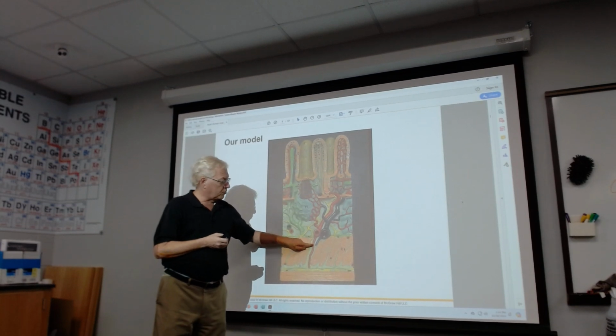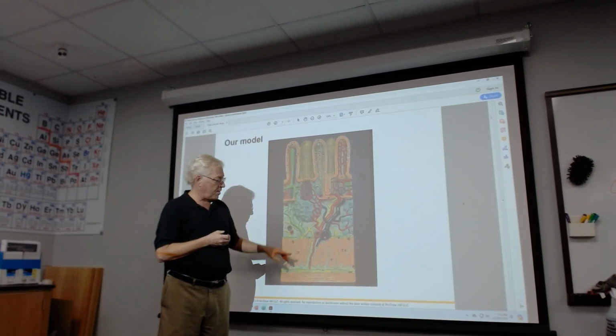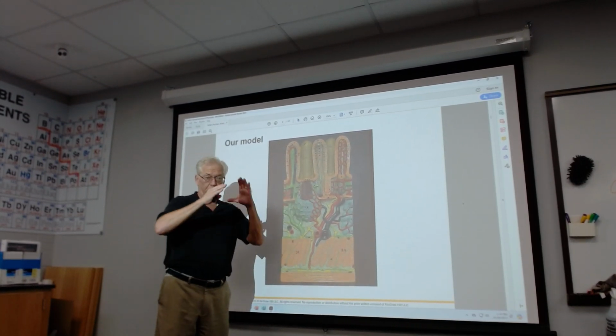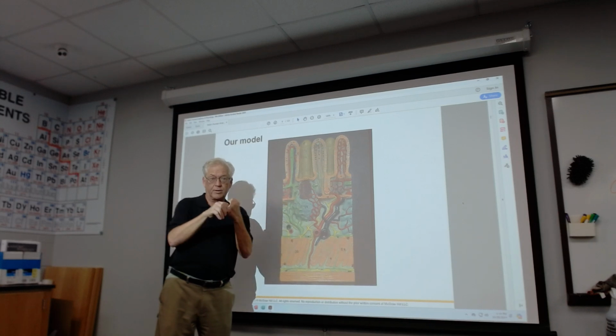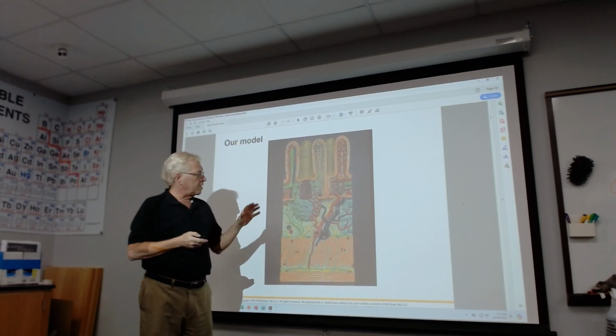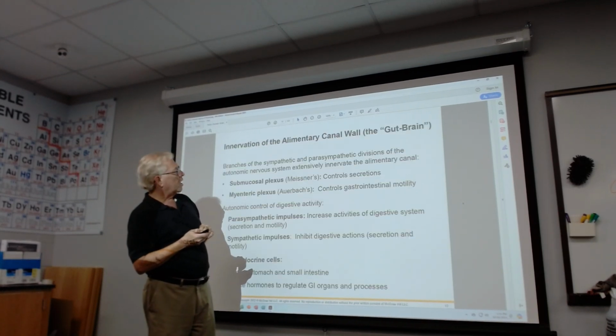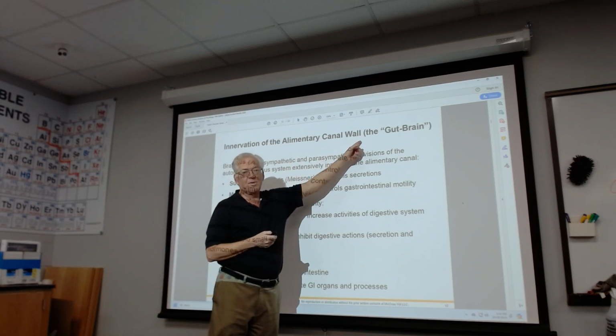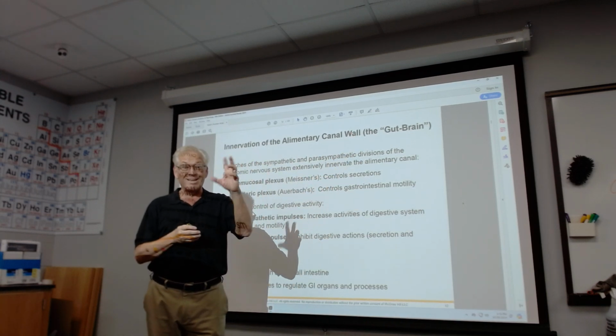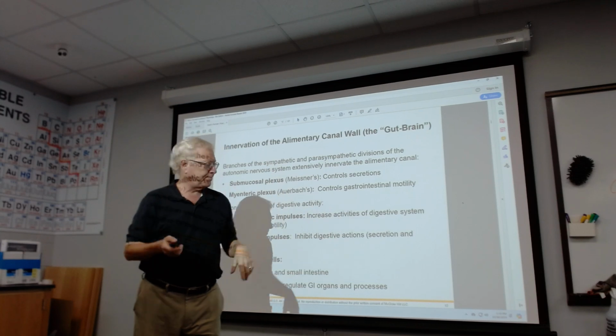And we have circular that goes all the way around, and we have longitudinal. Circulars are for squeezing and longitudinals for stretching, okay? And you'll see that we have something called the gut brain because we have almost as many nerves in the intestines as we have in our brain, okay?